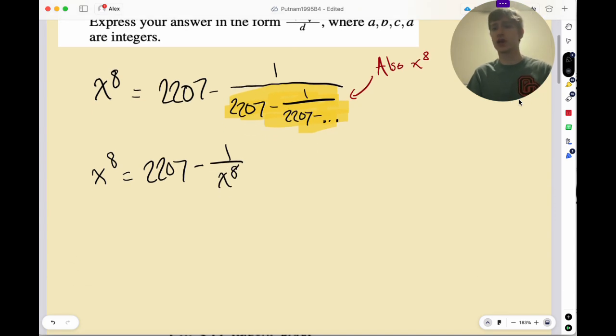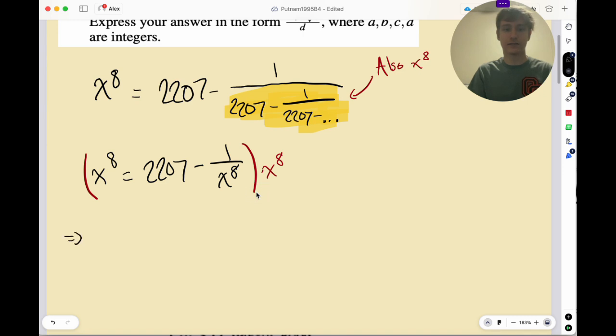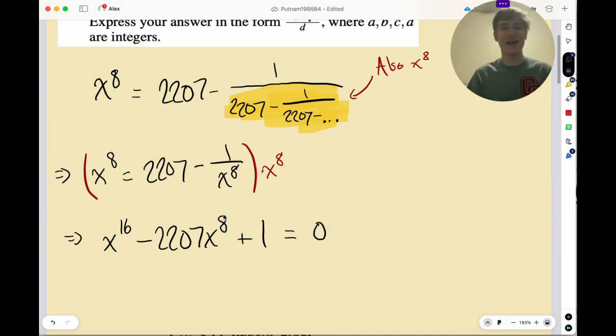The next thing we're going to do is turn this into a polynomial. So we're going to go ahead and multiply both sides by x to the eighth, where x, of course, isn't equal to 0. And what we get is that x to the 16th, and then I'm going to move this over, minus 2207 x to the 8, and then this is going to turn into a minus 1, which when we move it over is going to be a plus 1, and that equals 0. Alrighty, so all we have to do is solve a 16th degree polynomial. Who's with me? Yeah, that doesn't sound too convincing.